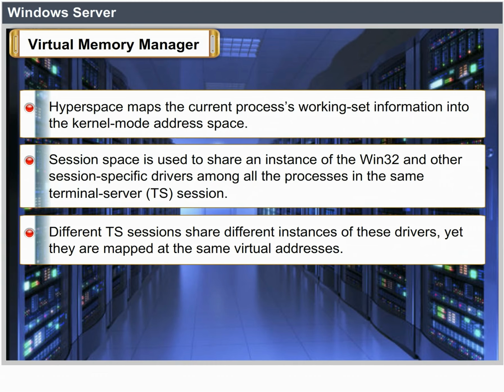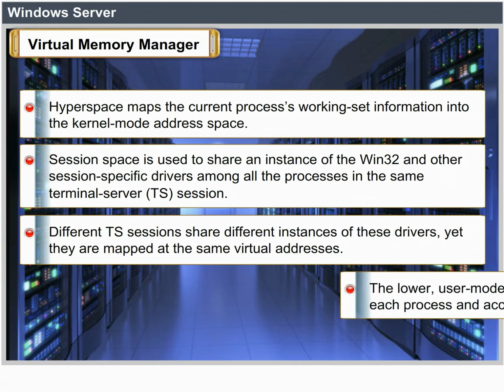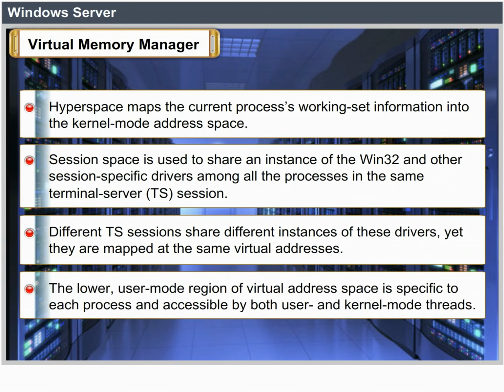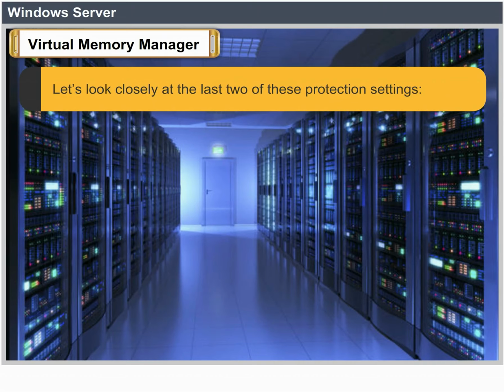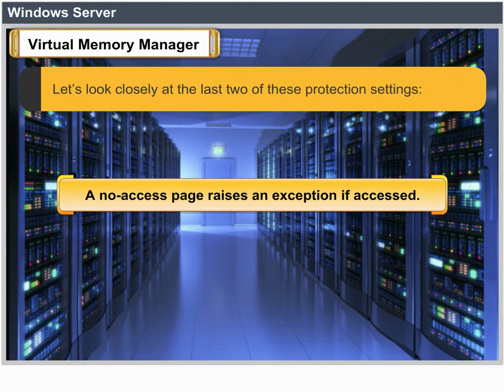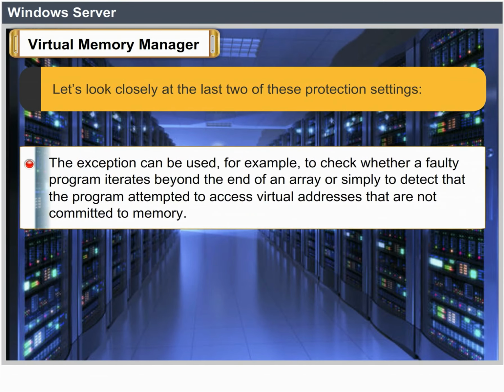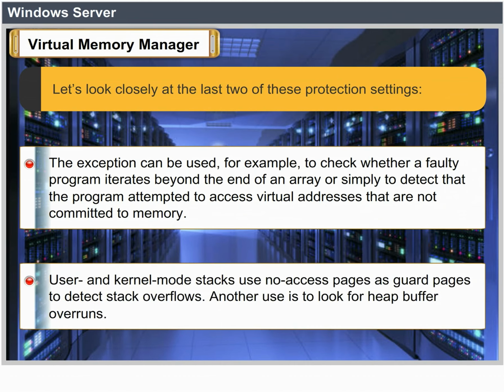The lower user mode region of virtual address space is specific to each process and accessible by both user and kernel mode threads. Let's look closely at the last two of these protection settings. A no access page raises an exception if accessed. The exception can be used, for example, to check whether a faulty program iterates beyond the end of an array or simply to detect that the program attempted to access virtual addresses that are not committed to memory. User and kernel mode stacks use no access pages as guard pages to detect stack overflows. Another use is to look for heap buffer overruns.